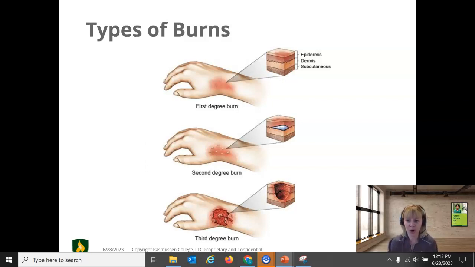Third degree burns are also called full thickness burns. In these burn types, the epidermis and the dermis layer are destroyed and some of the underlying connective tissues are damaged. These may be caused by corrosive materials, flames, electricity, or extremely hot objects.